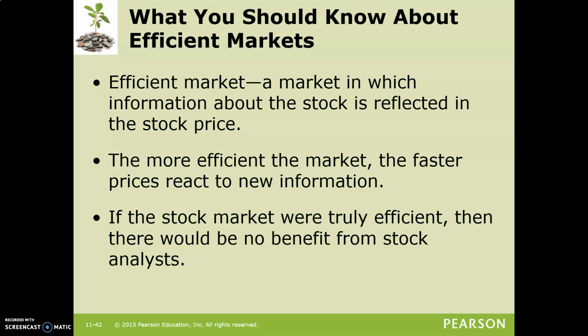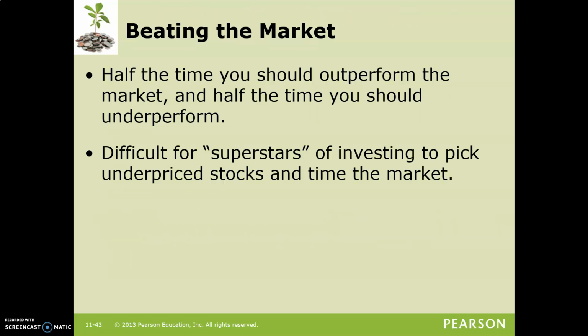So next, what should you know about efficient market? Efficient market is a market in which information about the stock is reflected in the stock price. Again, in an efficient market, there's no way to beat the stock market with information that you get. The more efficient the market, the faster prices react to new information. There's no way to get information earlier and to make money. If the stock market were truly efficient, then there would be no benefit from stock analysis, because the price is already reflecting all the information that you get.